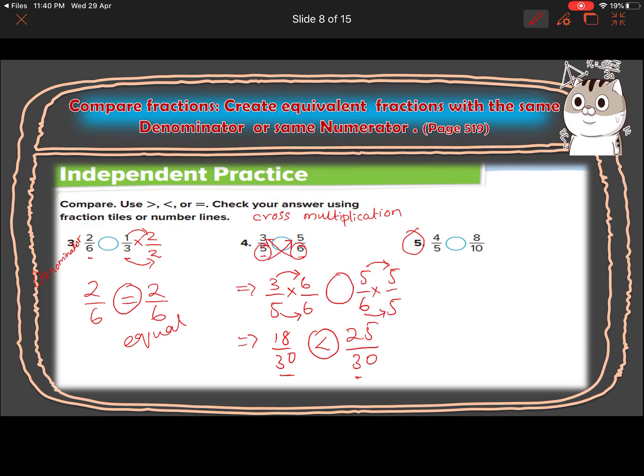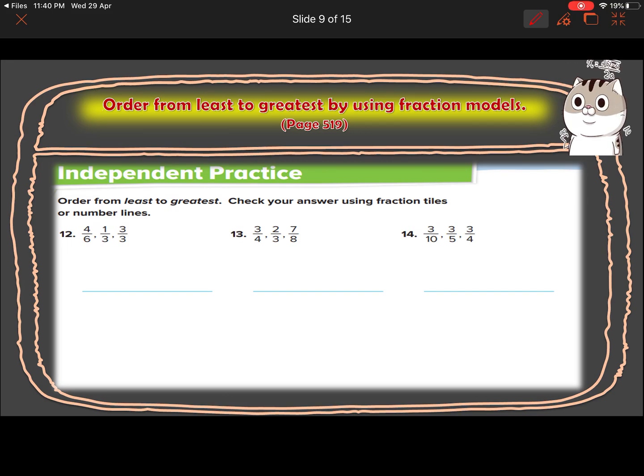Question number 5, try to do by yourself, dear. Whether you make the denominator same, or make the numerator same, or do the cross multiplication, whatever you want you can do. It's up to you. Now see, question number 12. Here we are going to order from least to greatest, but I'm not going to multiply or find the equivalent fraction. I'm just using the fraction models here.